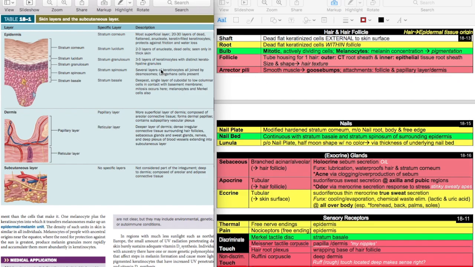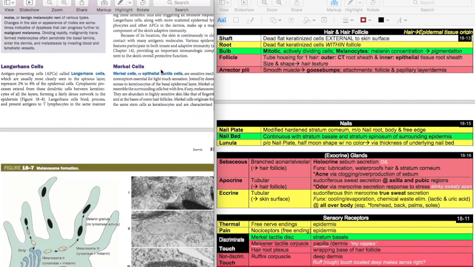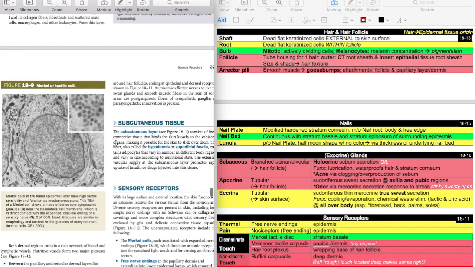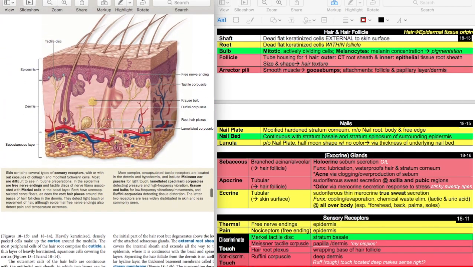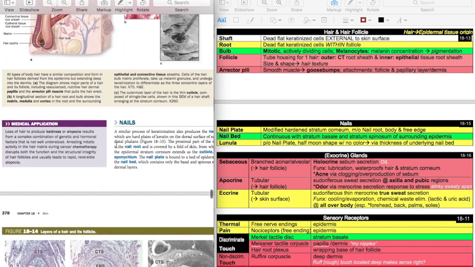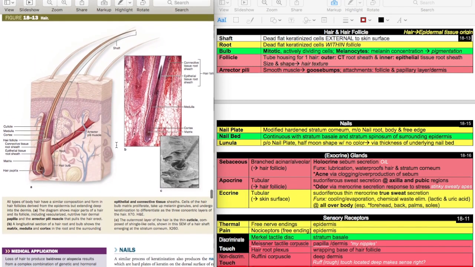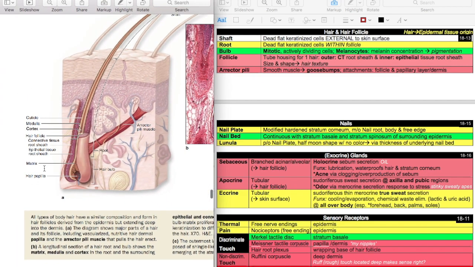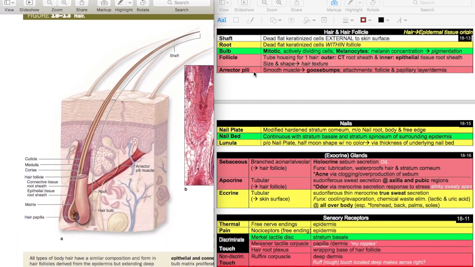So, hairs are in figure 18.13 over here on the left. We're going to get down to it. If you've got your book, you can follow right along. This is going to show you a diagram of the hair with all the parts labeled. I'm going to zoom in a little bit here. It's pretty straightforward. We'll start from the bottom up.